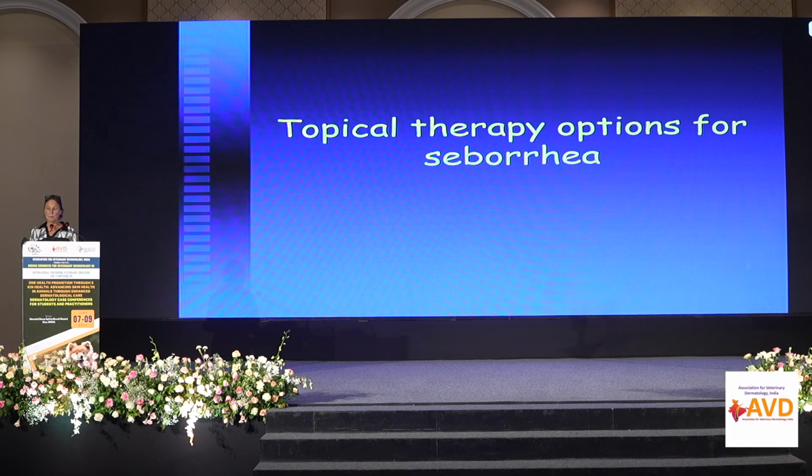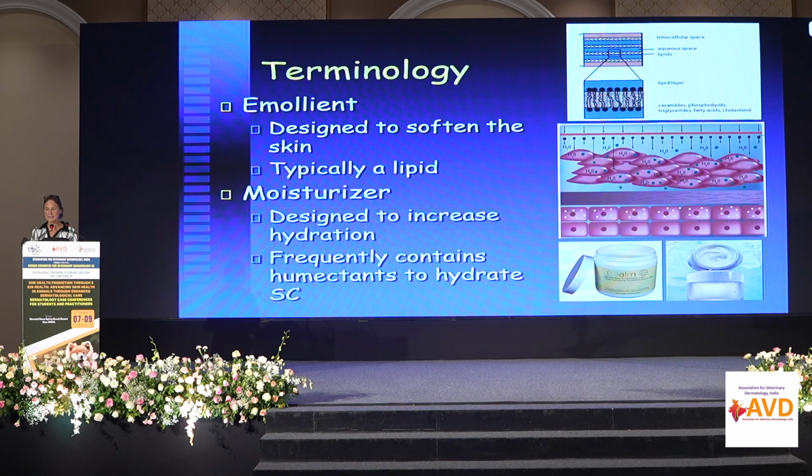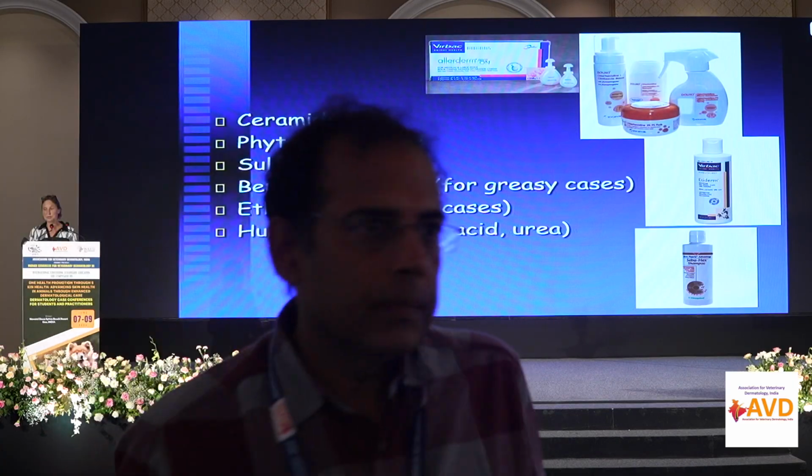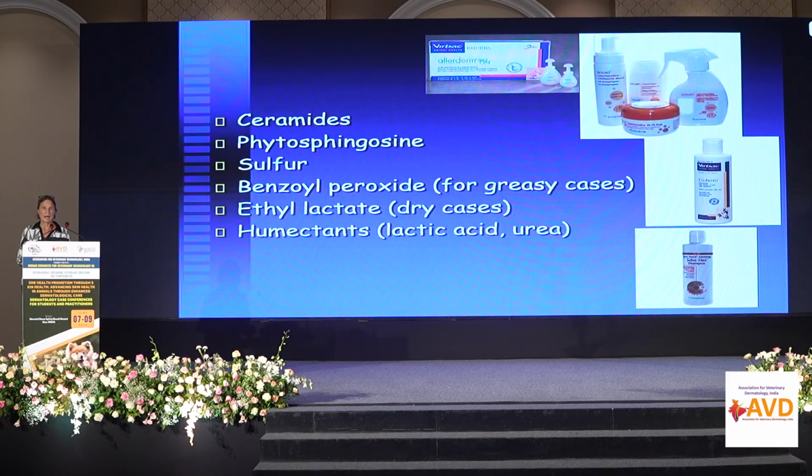What are the topical options for seborrhea? We already discussed a few, but most products are a combination of an emollient and a moisturizer, so an oil or some humectant to increase the water content in the skin. There are many different ingredients, from ceramides to sphingolipid emulsions. Some people use phytosphingosine because it's a ceramide precursor, or urea, which is available as a cream and is used in people that have calluses.